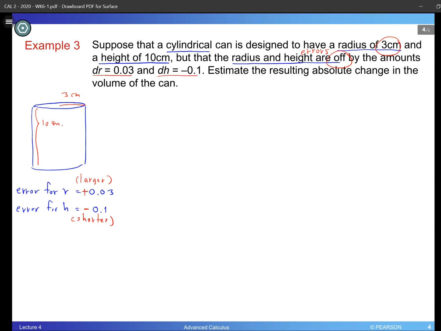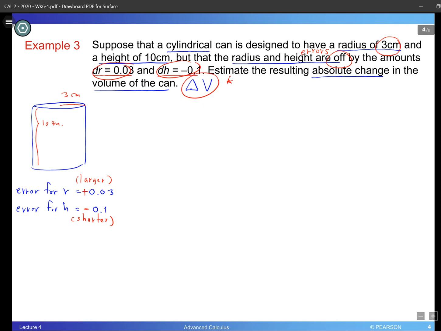Now we have all these errors going on, and in the end they ask us to estimate the resulting absolute change in the volume. They want to know the change, delta in volume, delta V. They want to know what's going to happen to this volume when we have these errors going on, according to these errors.